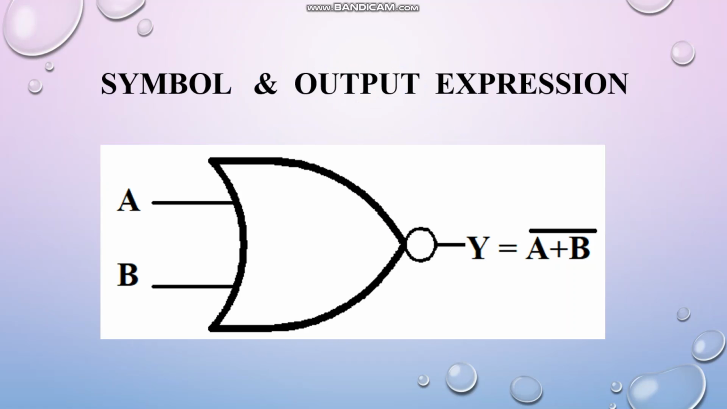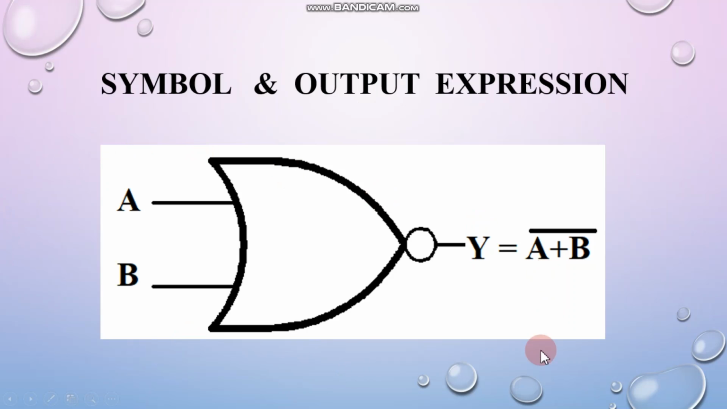Now on the screen you can see the symbol and output expression. Before I tell you about this, let me explain the meaning of symbol. Symbol means how something looks. That is called a symbol. And output expression means the output equation. Expression or equation, both mean the same. It relates the input and the output together.